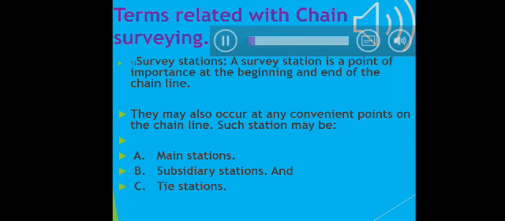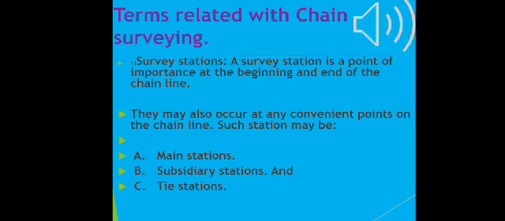In this slide, I will discuss different terms related to chain surveying. The first important term is survey station. The survey station is a point of importance at the beginning and end of the chain line. They may also occur at convenient points on the chain line. Such stations may be main station, subsidiary station, and tie station.